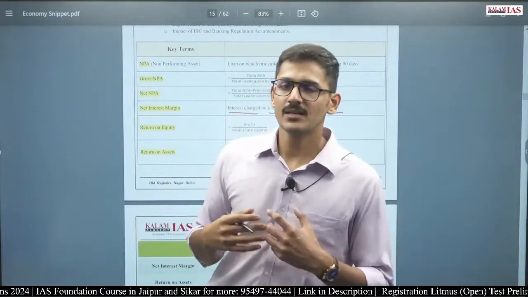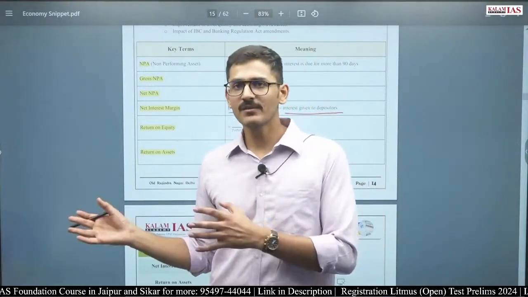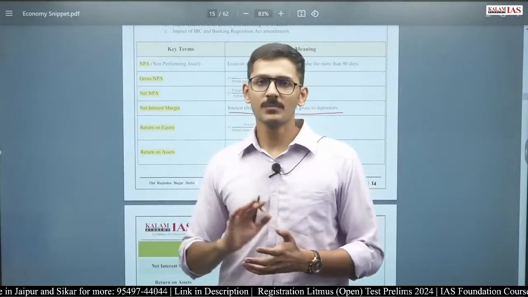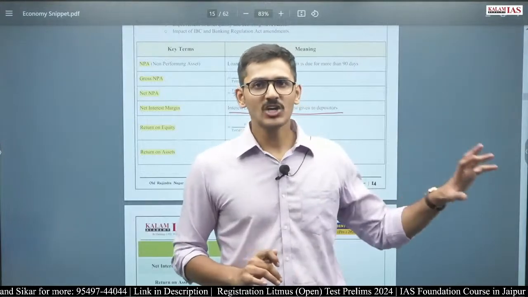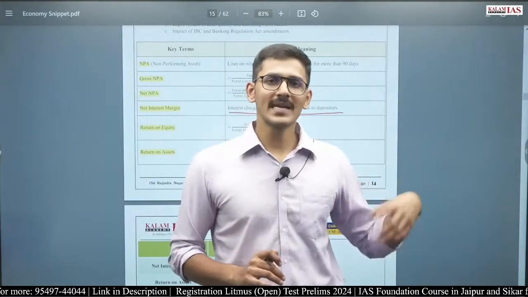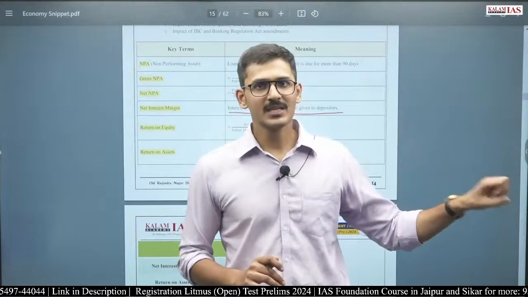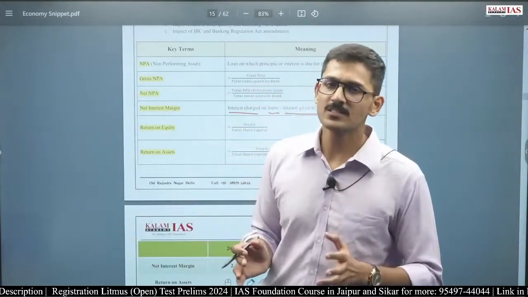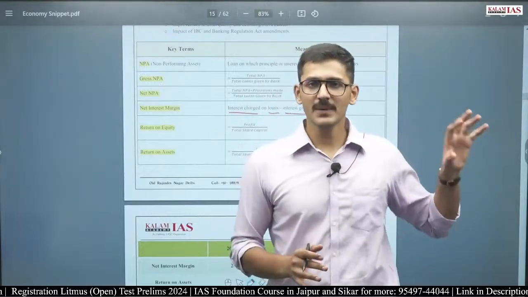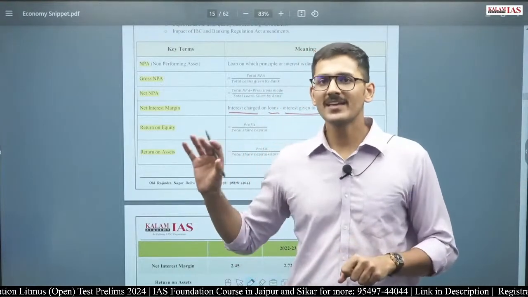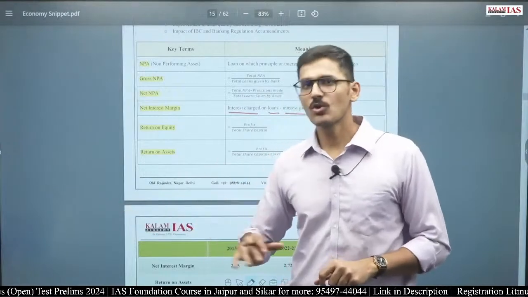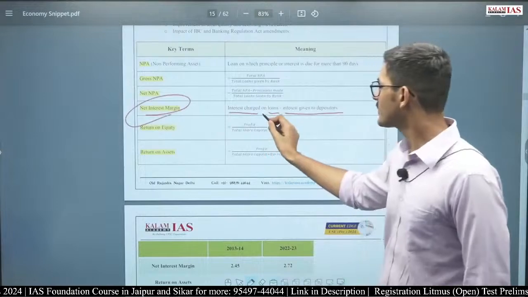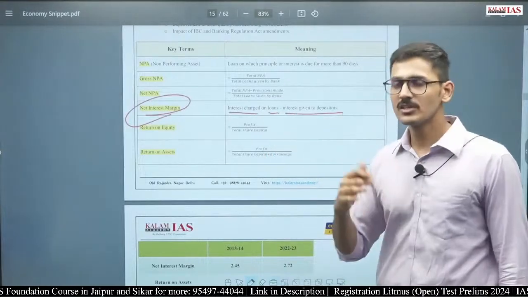Now what is the profit that the bank generates? The bank will give an interest rate of, for example, 5% to the people who are depositing money in the bank, and the bank will charge 10% interest to the people who are taking loans from the bank. Now the bank will take 10% and pay 5%, and the rest, the 5% difference between what the bank is charging to the borrowers and what the bank is paying to the depositors, is called net interest margin. Net interest margin: interest charged on loans minus interest given to depositors.